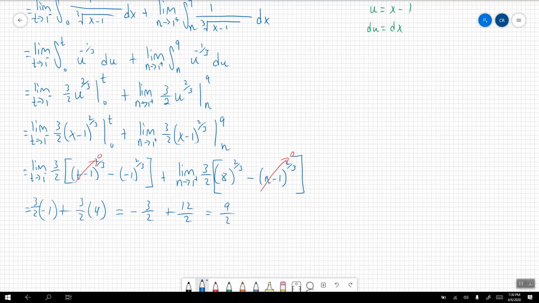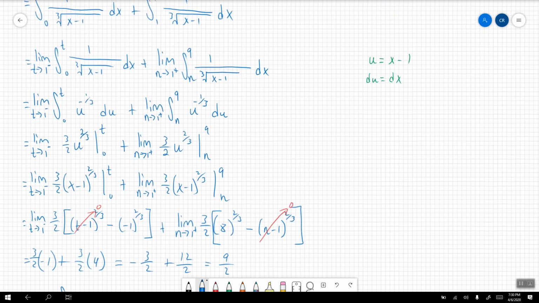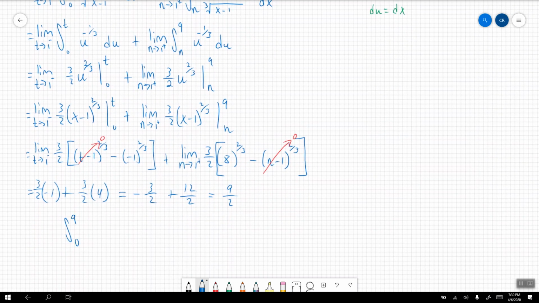So my question to you, is this type 2 integral convergent? Yes, it is. So the integral from 0 to 9 of 1 over the cube root of x minus 1 dx is convergent, and it is 9/2. And there you are, all done.